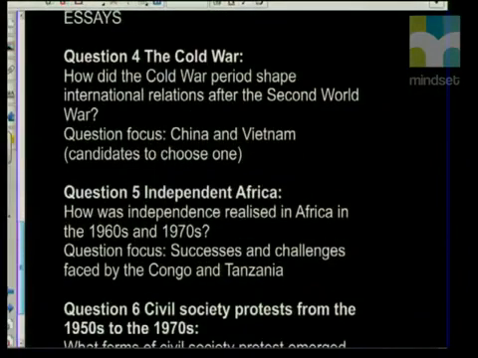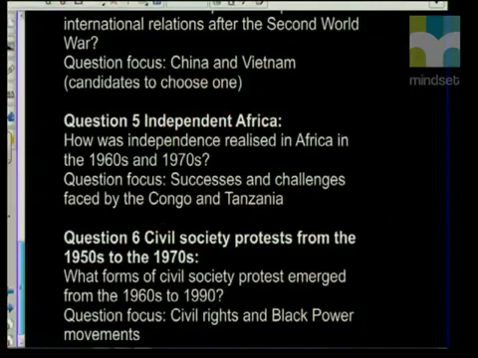And then the second question, again, it's a choice, you don't do all of them, is independent Africa. You know the overriding question, how was independence realized in Africa? And there you will be looking at a comparative study of the Congo and Tanzania. Now you remember Congo adopted capitalism after independence, and Tanzania introduced African socialism. Again, that is where you need to know your concepts very well. And then the last question, which is question 6, is civil society protests from the 1950s to the 1970s. You know the overriding.